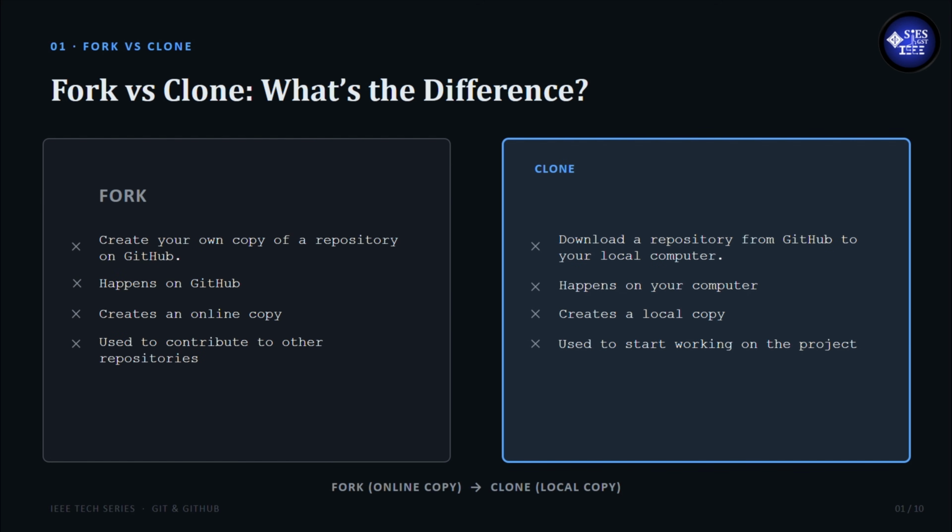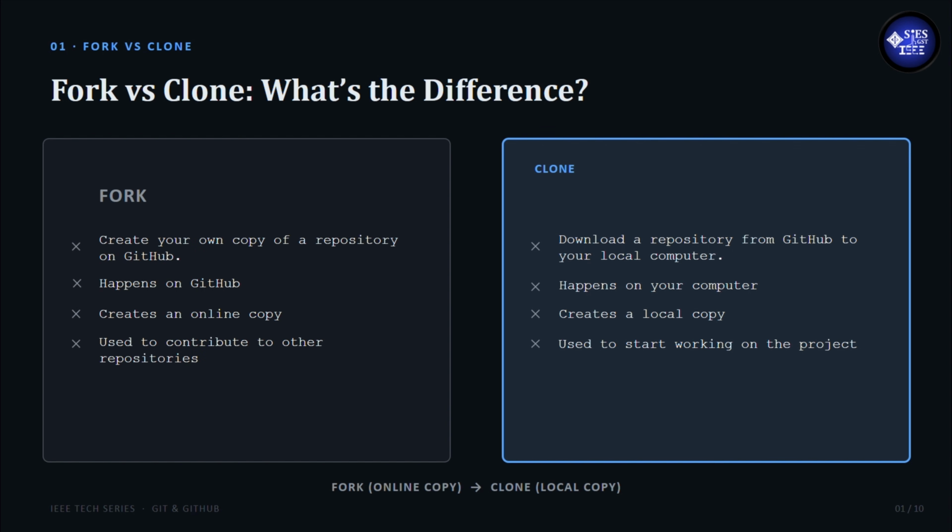Before we start working on the project, there's one important concept we need to understand: fork and clone. Both of them actually create a copy of a repository. However, they serve different purposes. Let's understand the difference. A fork creates an online copy of the existing repository on our own GitHub account. In simple terms, if you want to contribute to someone else's open source project and you don't have access to it, then you need to fork it.